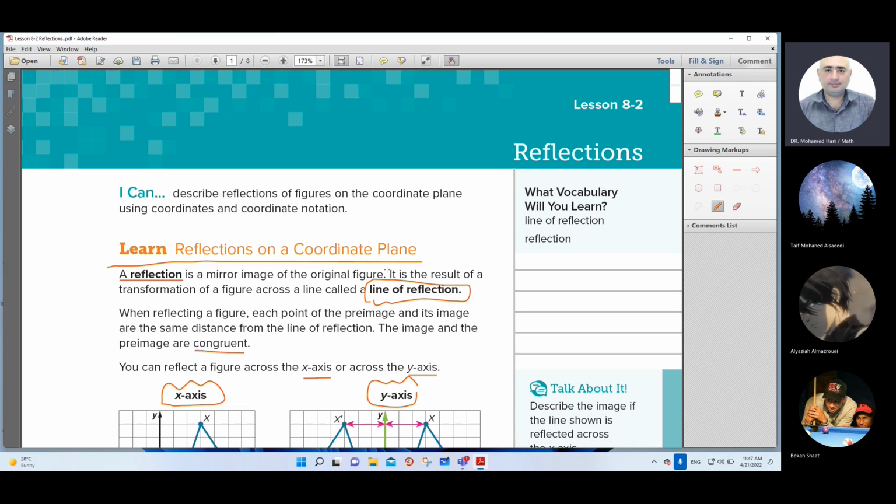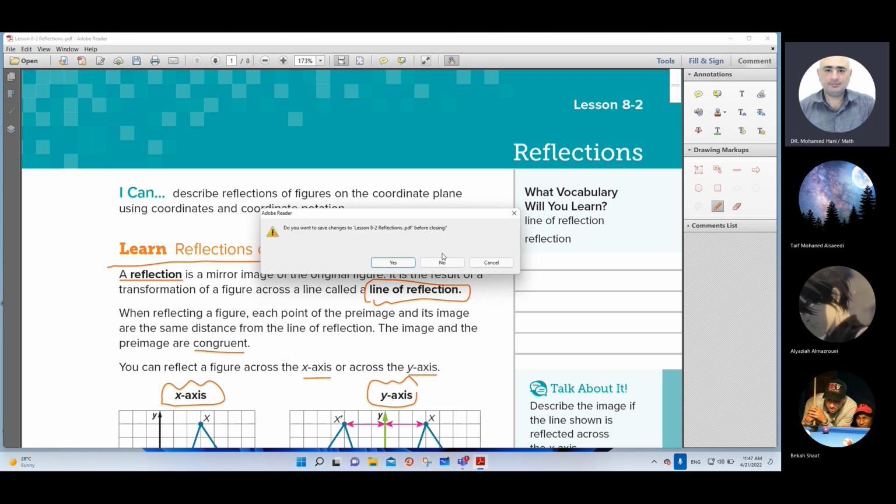So now we know two ideas from the transformation. We know the translation from the previous lesson, and we know the reflection from this lesson. So now we learned two kinds of transformation. Translation, the first kind, from the previous lesson, and today reflection. Let us take some examples about the same idea.